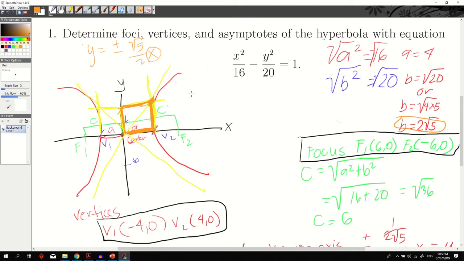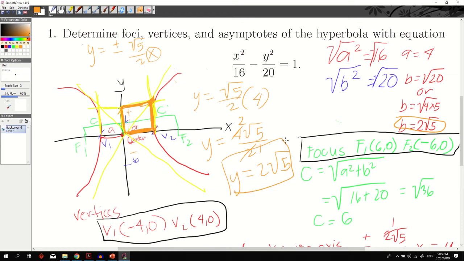So, let's try that. y equals should be positive, right? So this is positive and this will be negative. So positive square root of 5 over 2. What is the value of x? a, what is a? 4. So 4 times square root of 5 over 2. Cancel, this should be 2 and this should be 1. So y equals 2 square root of 5. What did we get? It's the same as b. So that's how the asymptote should be.